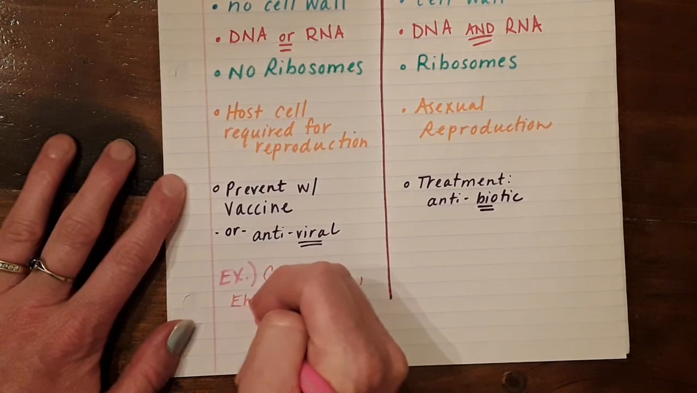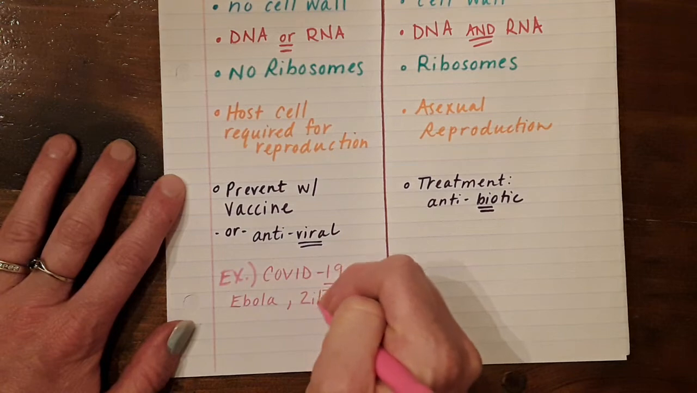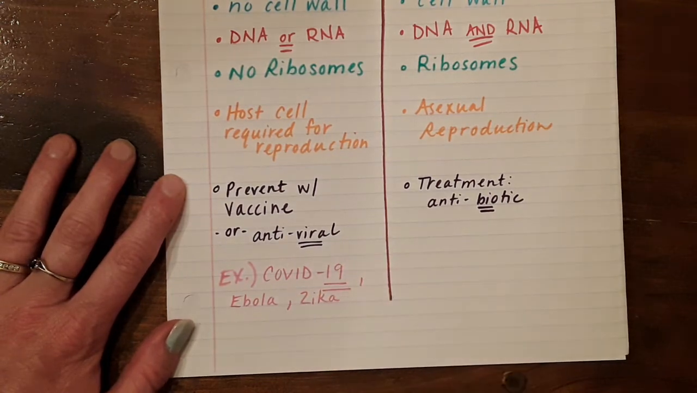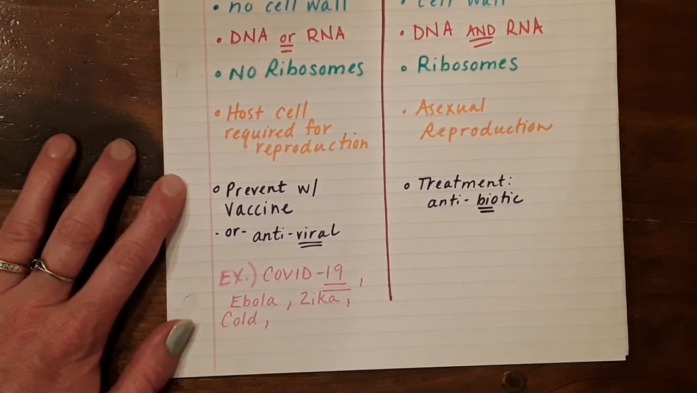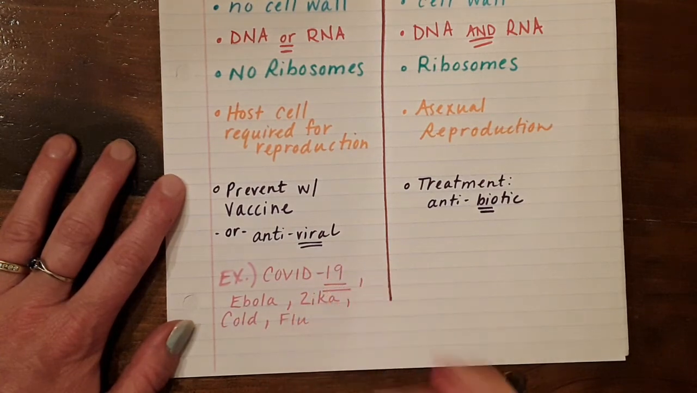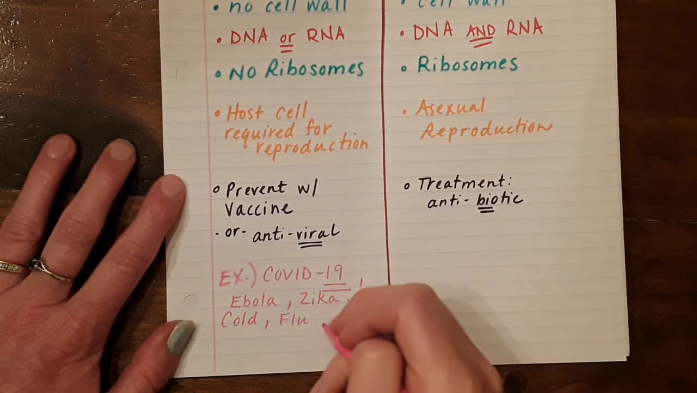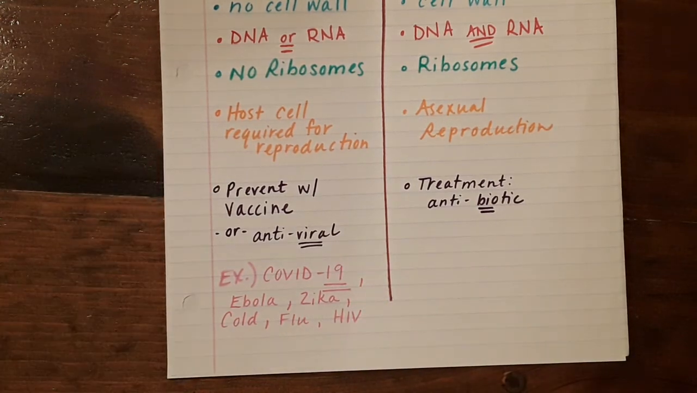Ebola is a virus. Zika virus, you probably remember everyone talking about Zika a few years ago. The cold, most of you have had a cold. Most of us have about 2 or 3 colds per year. If you've ever had the flu, that is caused by a virus. And things like HIV are also caused by a virus. Those are some examples of viruses.